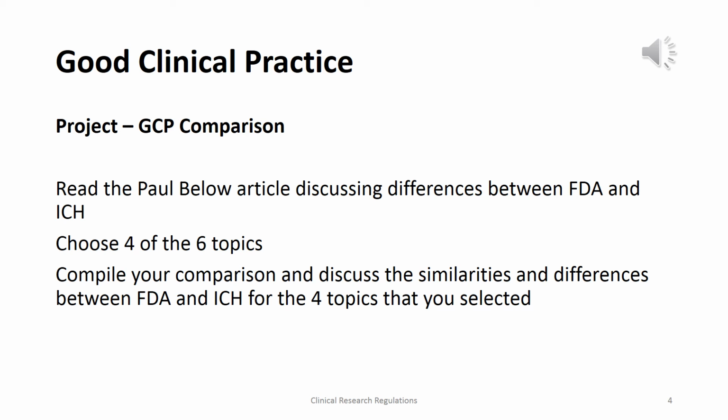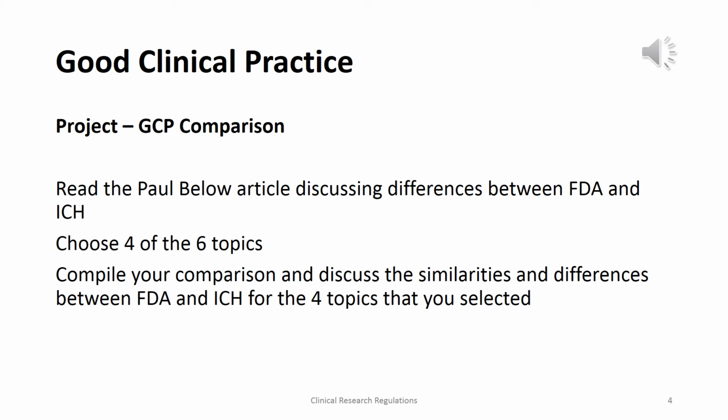So this week we're going to have a short project to work on that's going to be a comparison between the good clinical practice standards of FDA and ICH. And so the first thing you're going to do is read the Paul Below article that discusses those similarities and differences. That article is posted in the week 2 folder on Moodle. So you'll be able to pull that up and print it off if you want, or if you just want to read it online, however you want to do it, whichever is easier for you.